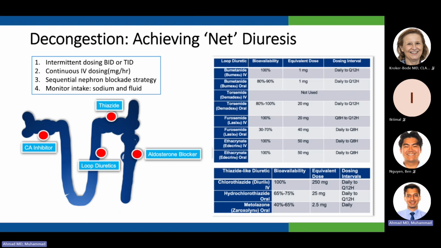Ethacrynic acid is important. We don't use it. The reason I bring it up is that it's expensive, but it's the only loop diuretic that does not have a sulfa moiety inside it. So if a patient is truly sulfur allergic, the only thing that they can take for loop diuresis is the ethacrynic acid, or Edecrin. And because of that, it's very, very expensive. So you want to make sure the patient really does have a sulfur allergy.